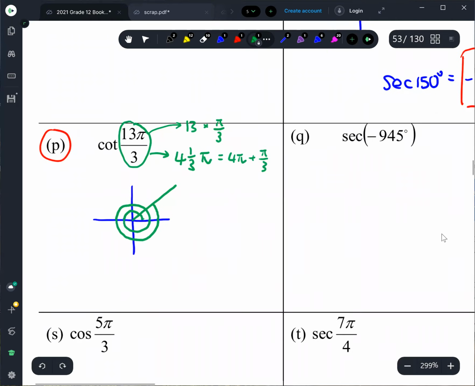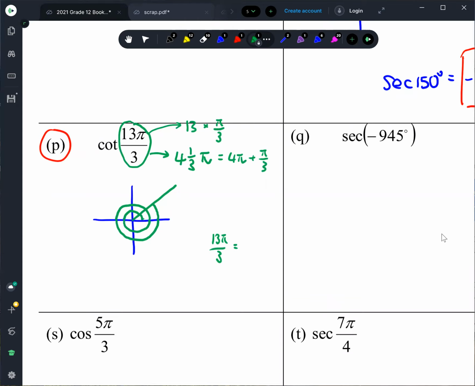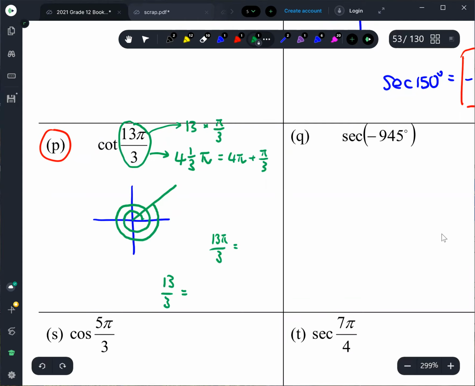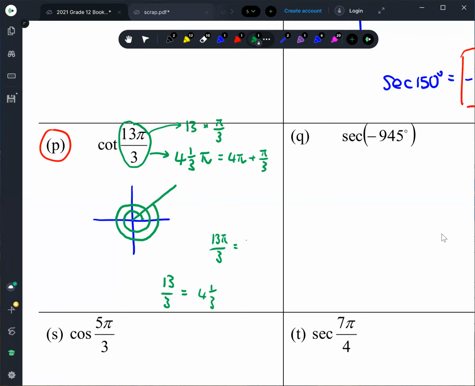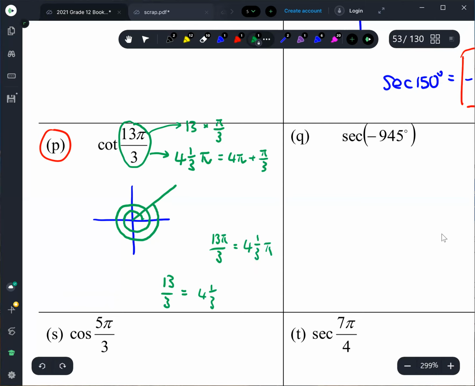Yeah, second way is you look at 13π over 3. Then you look at the fraction part, just the number part, okay? The 13 over 3, can you change that into a mixed fraction? What would that become? 4 1/3. Yeah, okay. So that's why 13π over 3 is the same as 4 and 1/3 π, which is the same as having a 4π and a 1/3 π.